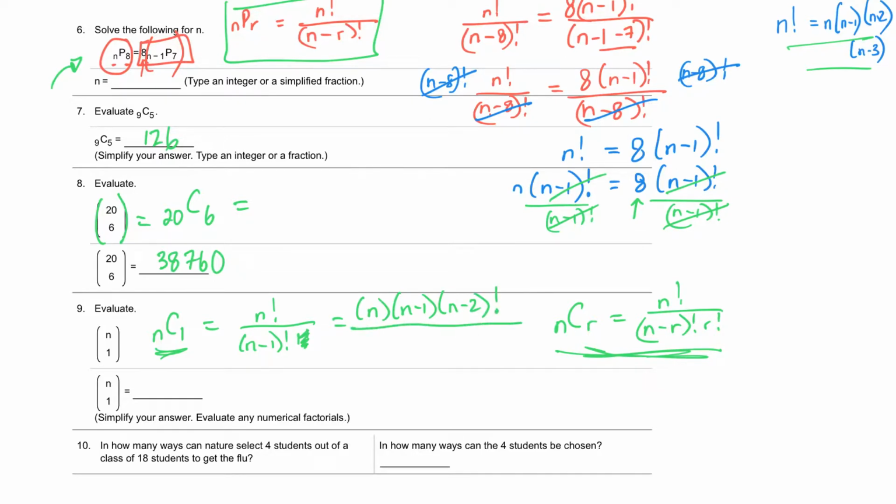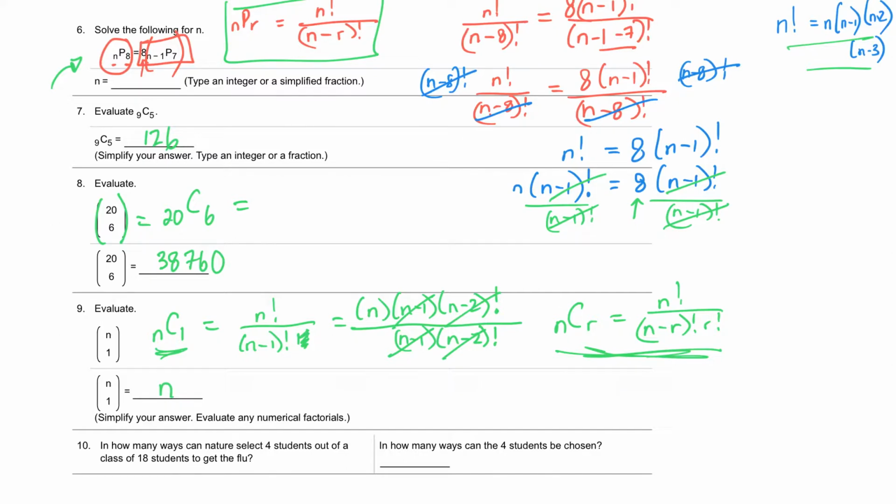But on the bottom, I have n minus 1, and if I subtract 1 from that, I get n minus 2 forever, and I keep going, I can just put a factorial there. You see what's going to happen with the top and the bottom? Those cancel, those cancel. So my answer in the end would just be n.